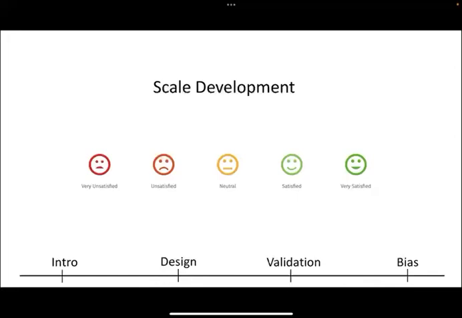This video is going to cover the development of scales and just talking about what scales are. This was part of a presentation for a class a while back that covered a lot of things about validation and bias. It would be too much to put in one video. I'm probably going to make other videos out of the other sections, but this one's just going to talk about what scales are and how they're designed.